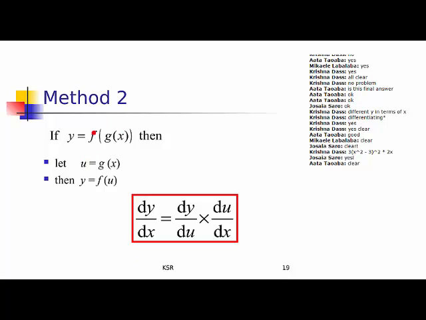In here, you are substituting one function as u and the other as y. So this u is your inner function, which is g(x), and y is the overall function. Right? So then you will do dy over dx, that is equal to dy over du multiplied by du over dx. Then you differentiate separately and you substitute.